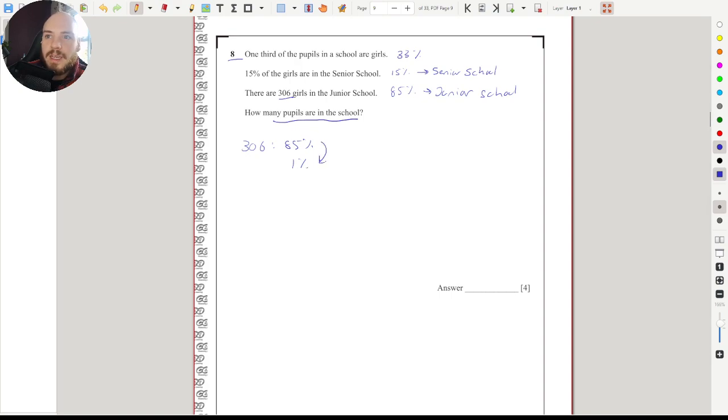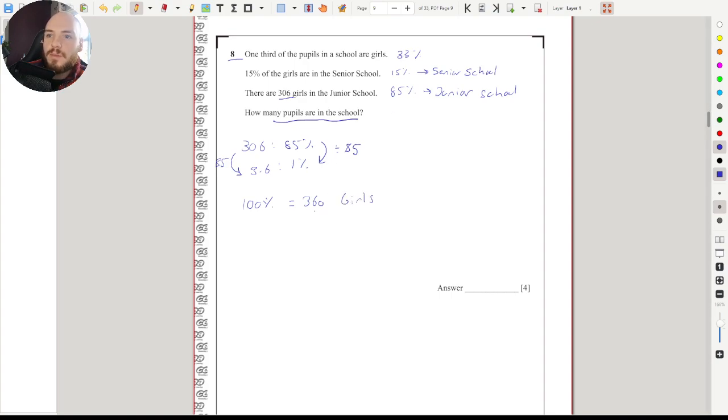So what am I doing? Each side I'm dividing by 85. So 306 divided by 85 is 3.6. So 1% is 3.6. So 100% is equal to 360 girls. Yeah? So that's the total number of girls we have.